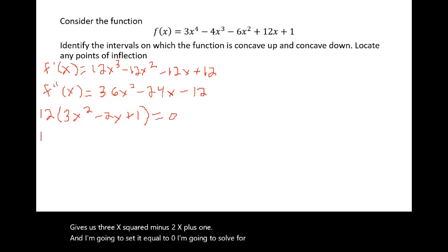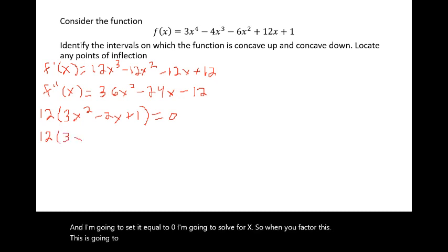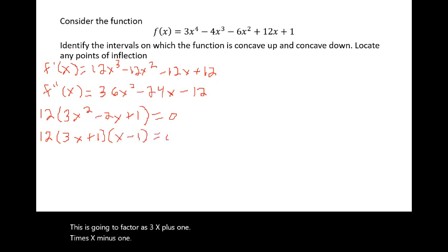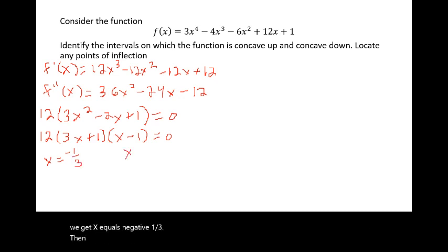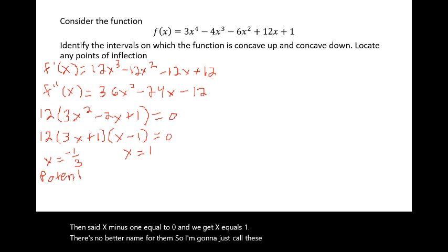When you factor this, it factors as (3x plus 1) times (x minus 1). Then we get two potential inflection points. Set 3x plus 1 equal to 0, and we get x equals negative 1/3. Then set x minus 1 equal to 0, and we get x equals 1. There's no better name for them, so I'm just going to call these potential inflection points.